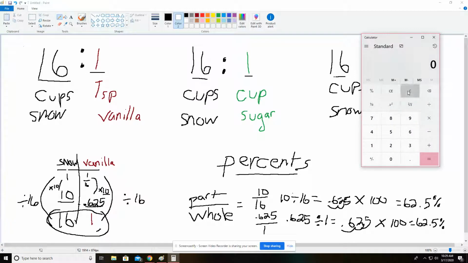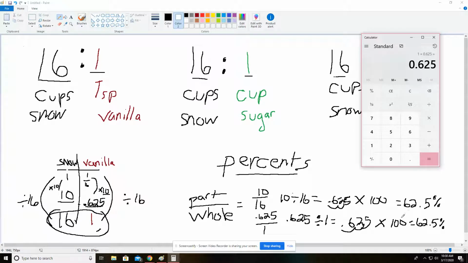So, in terms of what we know, 16 times 62.5%. Hey, look, 10. 10 cups. And if we go back to our vanilla, 1 times 62.5%, it's 0.625 or 625 thousandths. I'm getting my same answer. That's just what I wanted to show you.